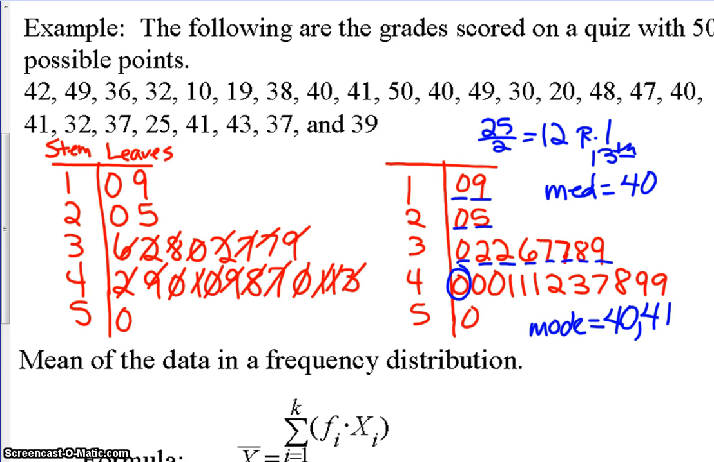One thing that we have left off on the stem and leaf plot is the key, and the key for this plot would say something like this: 1|0 equals 10. That shows that my 1 was in the 10s position and my 0 was in the 1s position.